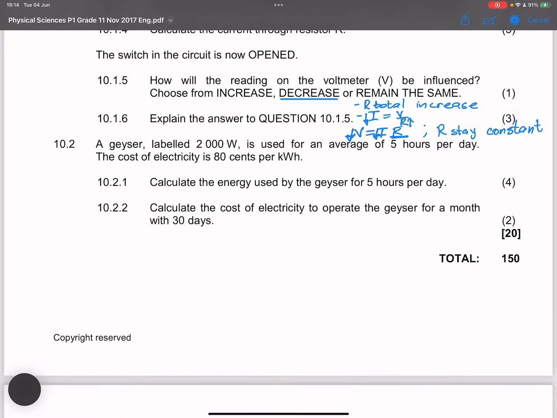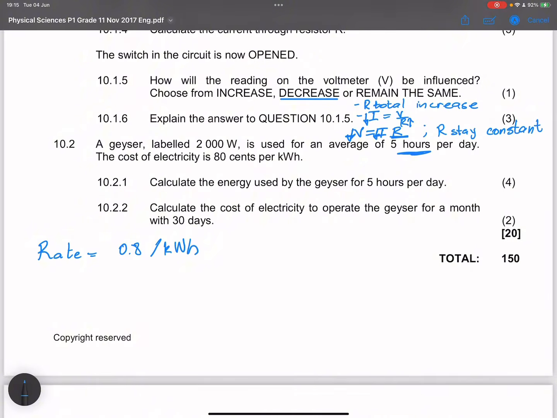Right, and finally, they say a geyser labeled 2000 watts is used for an average of 5 hours. They say the cost of electricity is 80 cents per kilowatt. So that's our rate, the rate at which we pay for electricity. So that's going to be 0.8 of a rand per kilowatt hour. Now they say to us, calculate the energy used by the geyser for 5 hours per day.